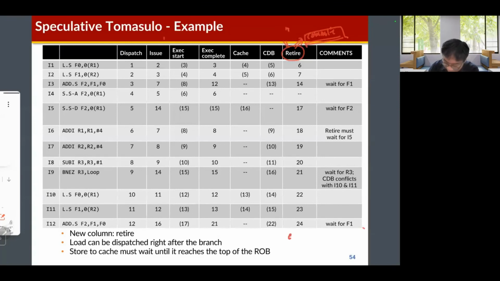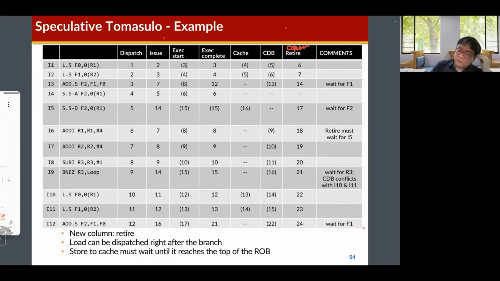It's like a graduate of the PhD course. So we sometimes use retire or commit or graduate for this column: graduate of the instruction, or retirement of the instruction, or commit of the instruction. But as you can see, a commit column or retire column is added.